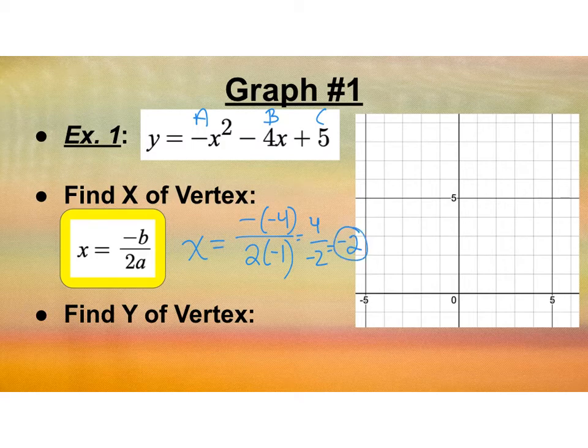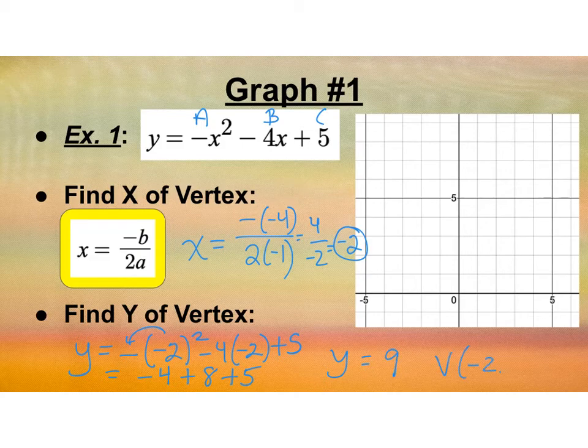Now we have to plug it in. Be very careful with the negatives in the order of operations. So y equals (-2) squared minus 4, plug in a -2, plus 5. Now remember, when we square even a negative, we're going to get a positive, but then I have this negative outside. So this does become -4. Negative times negative is a +8 plus 5. So y equals -4 plus 8 is 4, plus 5 is 9. And I know that my vertex is (-2, 9).